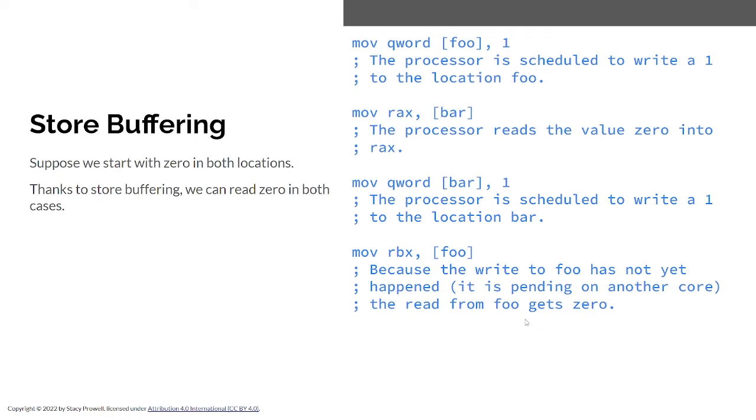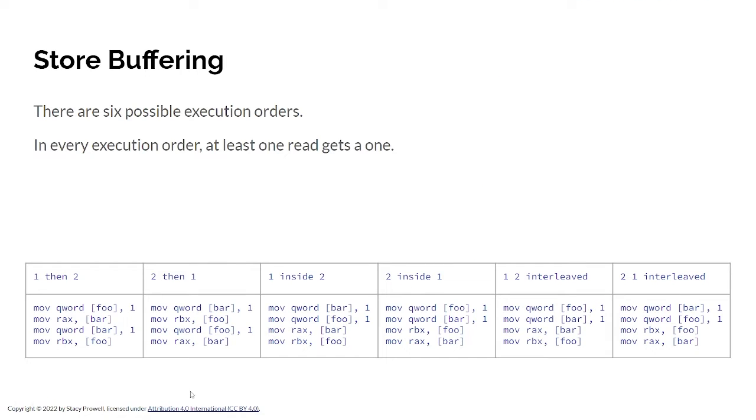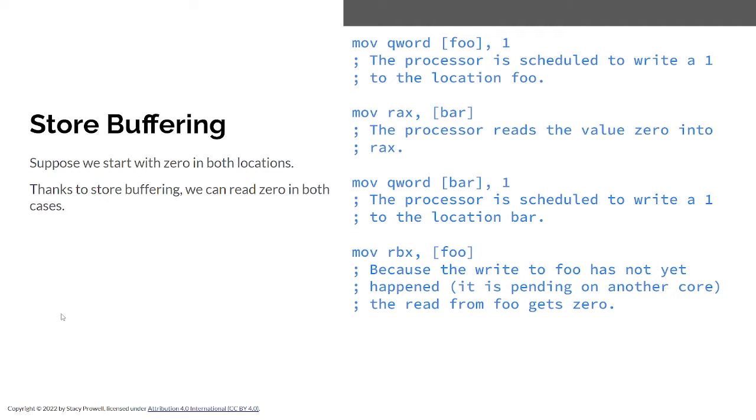Because the write to foo has not yet happened, it's pending on another core, the read from foo gets 0. In fact, thanks to store buffering, we can end up reading 0 in both cases, which, if you look back here, was not possible if these schedules happened as we saw. But it is possible because of internal store buffering in the processor, which means that even though we explicitly told the machine what to do, once again it didn't do it.